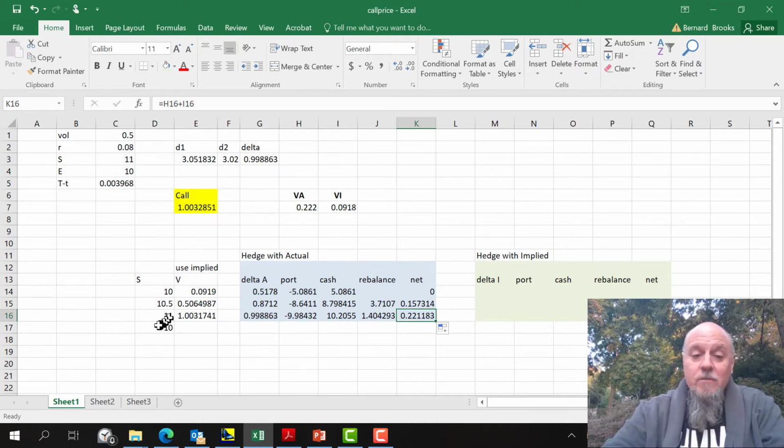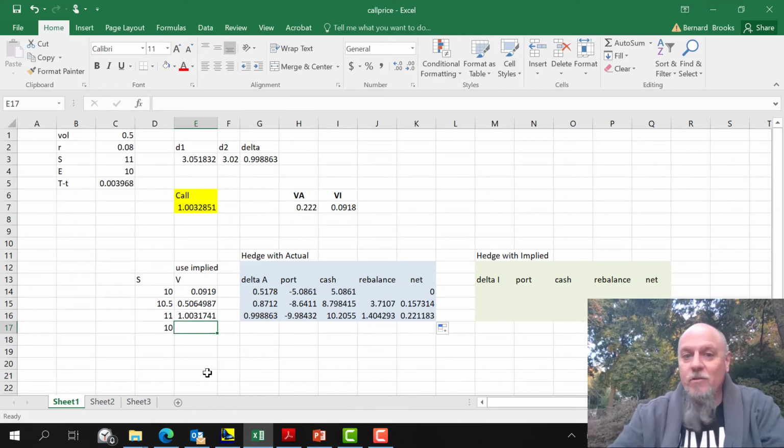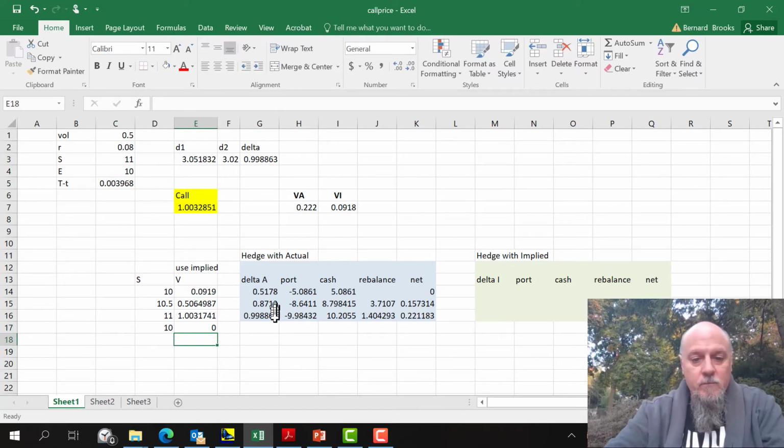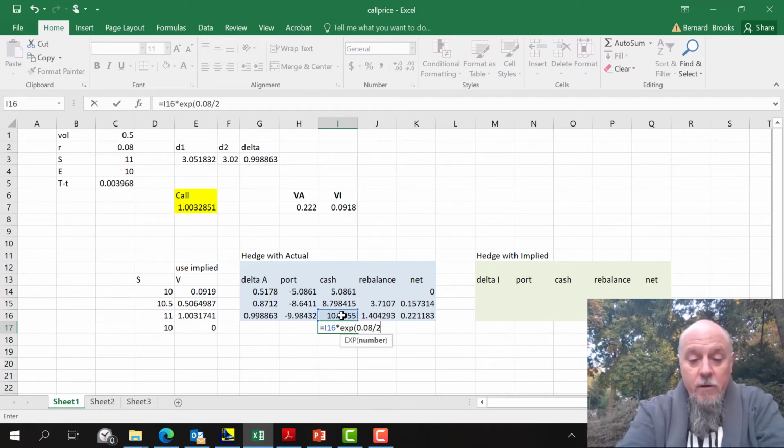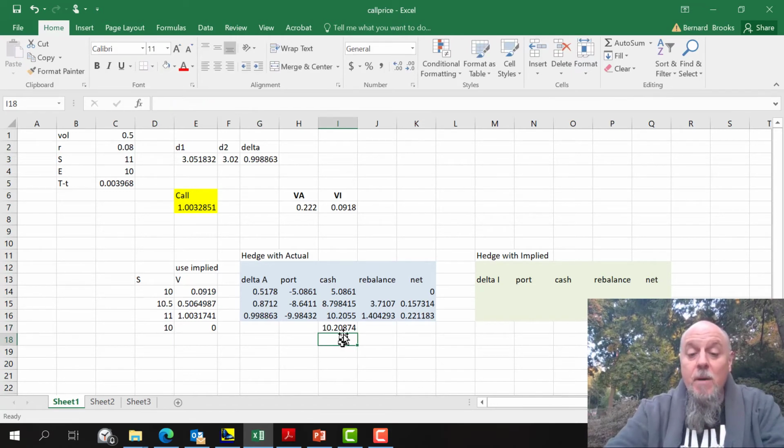On the last day, I wake up, the stock is now $10. What's my option worth? Well, I don't have to use any formulas for that. The last day is a special day. I just cash out. At expiry, the option's worth nothing. How much cash do I have? Well, cash comes from two sources each of those days. That's yesterday's cash grown with the risk-free rate of return. But I'm not rebalancing, because it's the last day.